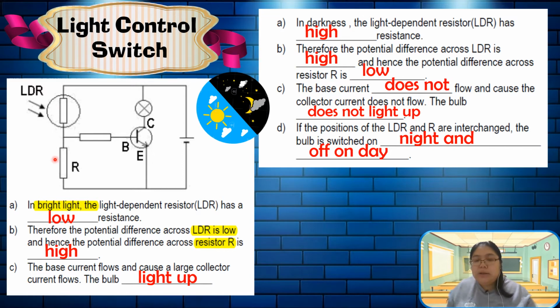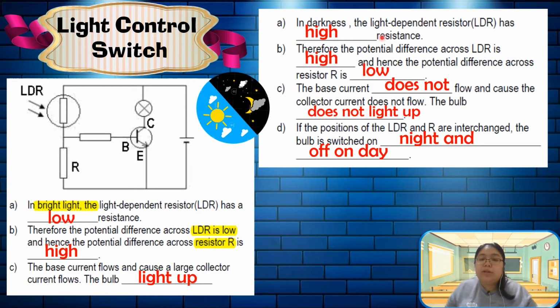For example, this one is for a company signboard. During the day, the signboard is off, the light is off. But during the night, they want to turn on the signboard. Just like the lamp for the traffic, the lamp at the roadside. During the night, they will turn on the light. Then during the day, they will turn off. So this situation we call a light control switch.